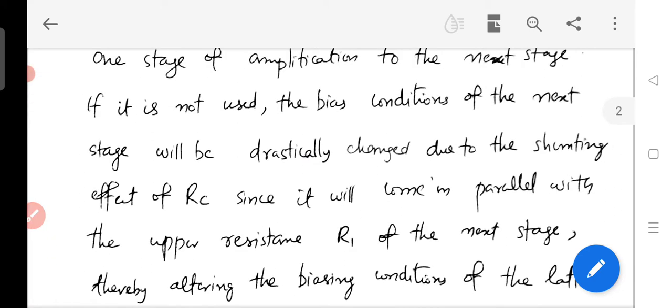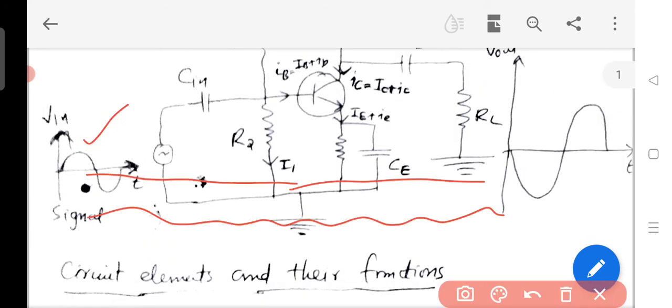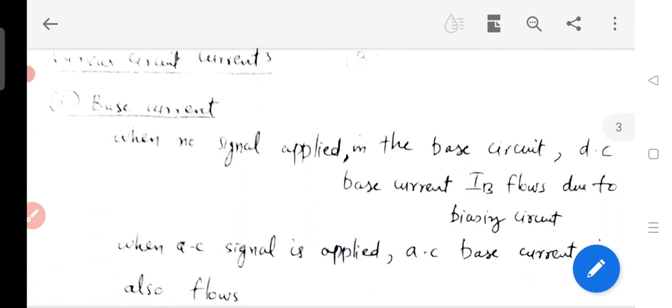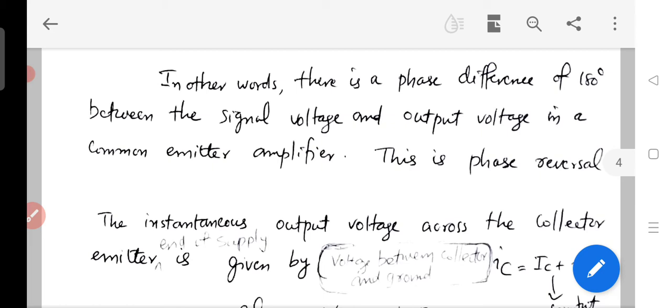We can clearly see here, when the input voltage increases, the output voltage is decreasing. Similarly, when the input voltage is increasing in the negative sense, the output voltage is increasing in the positive sense. So we have this kind of phase reversal, or 180 degree phase difference, between the signal voltage and output voltage in a common emitter amplifier. And this is called phase reversal.